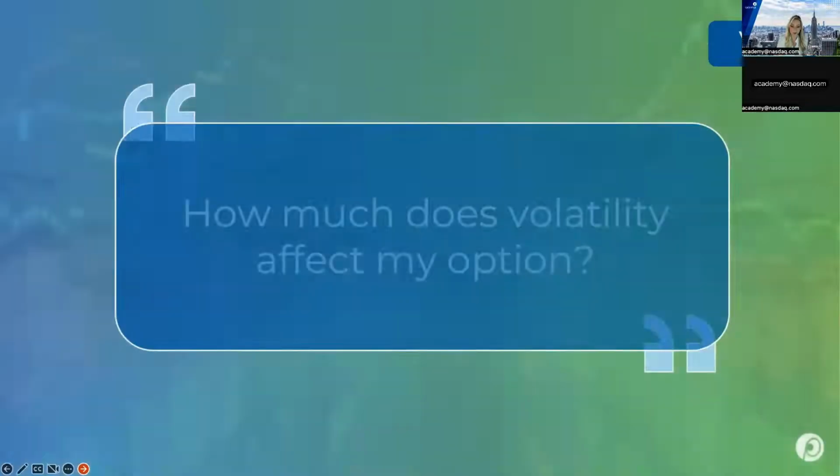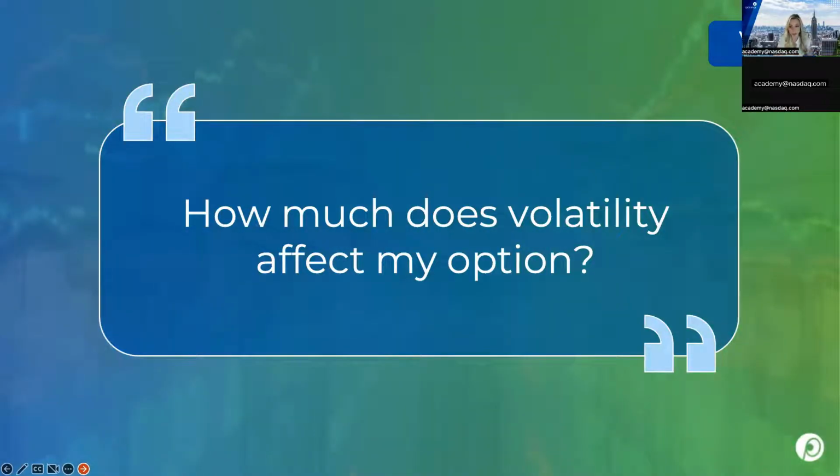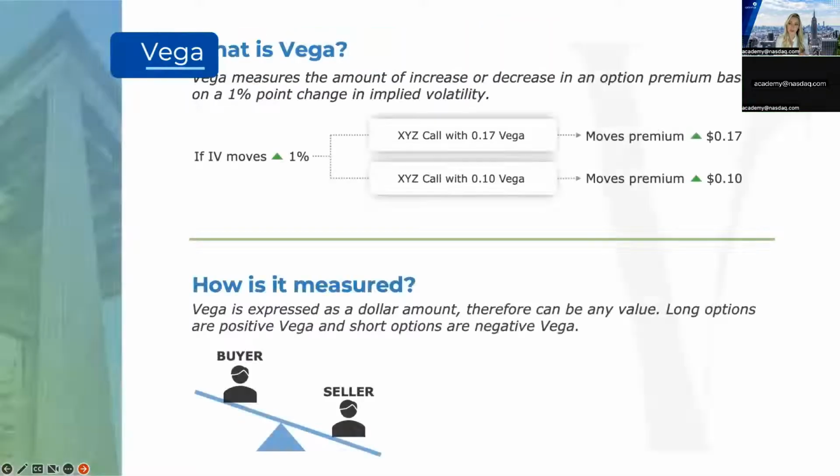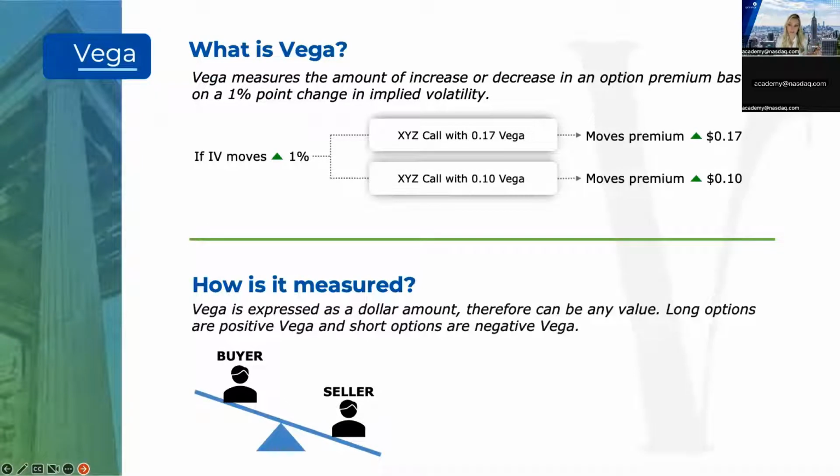And I know we're right at time, so I will spend the smallest amount of time on Vega. Vega just tells me how much volatility affects my option. Not to be confused with implied volatility, it measures a 1 percentage point change in implied volatility. So similar to gamma, just applied to IV. If IV moves up by 1 point, and we have a call with 0.17 Vega, it means the premium moves up in value by 17 cents. So that is literally the volatility exposure.